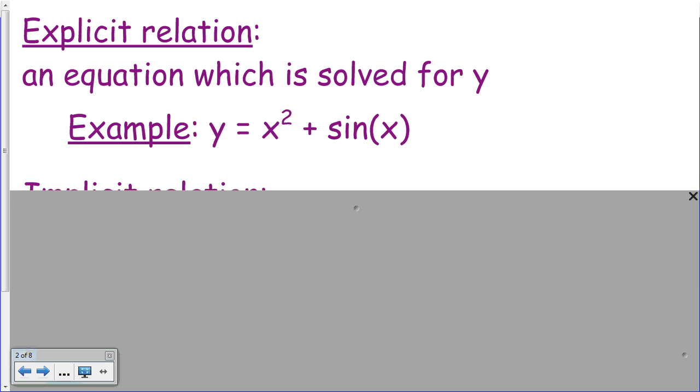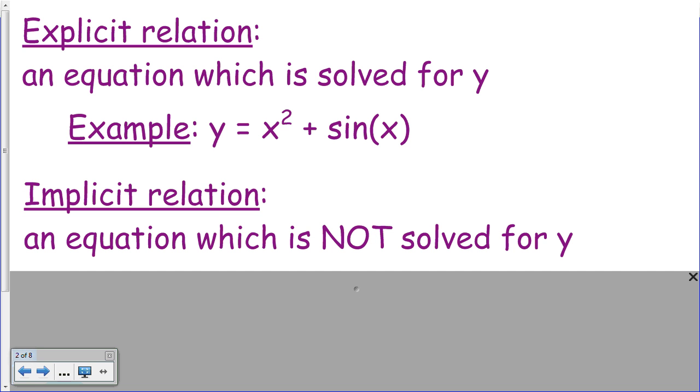Now, an implicit relationship is where you have an equation that is not solved for y. We haven't seen very many of those, but as I mentioned earlier, when we were working with the derivatives of your natural log function and your inverse trig functions, we had to rewrite those in order to find the derivative. The way we rewrote those equations, they were no longer solved for y, so we had an implicit relationship, and we took the derivative implicitly.